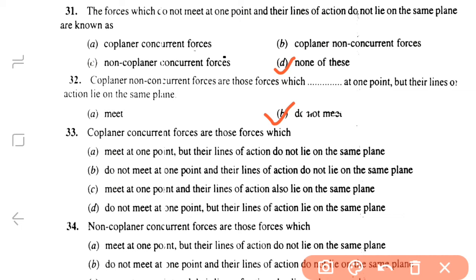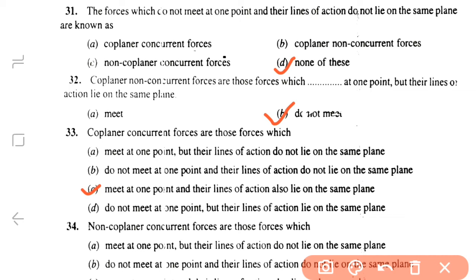Okay. Now friends, next is coplanar concurrent forces are those forces which, here friends, these are the options, and here correct option is option C. That is, here friends, coplanar concurrent forces are those forces which meet at one point and their lines of action lie on the same plane.